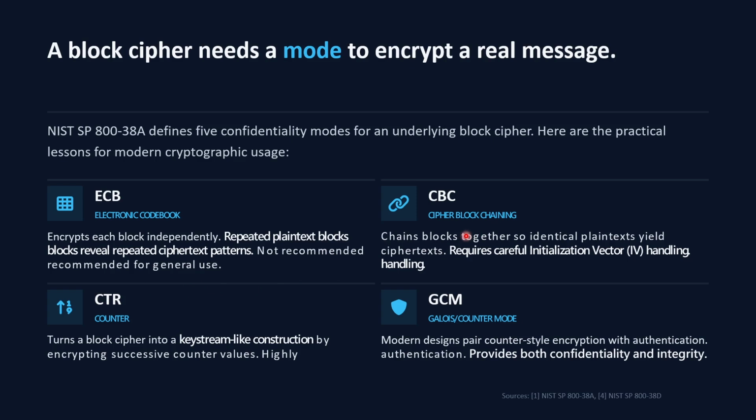CBC is cipher block chaining. It chains blocks together, so identical plain text yields different ciphertext. It requires careful initialization vector handling, and it is somewhat good for general use. Next is counter mode. It turns a block cipher into a key stream like construction by encrypting successive counter values. Modern designs pair counter style encryption with authentication, such as Galois counter mode, which provides both confidentiality and integrity.